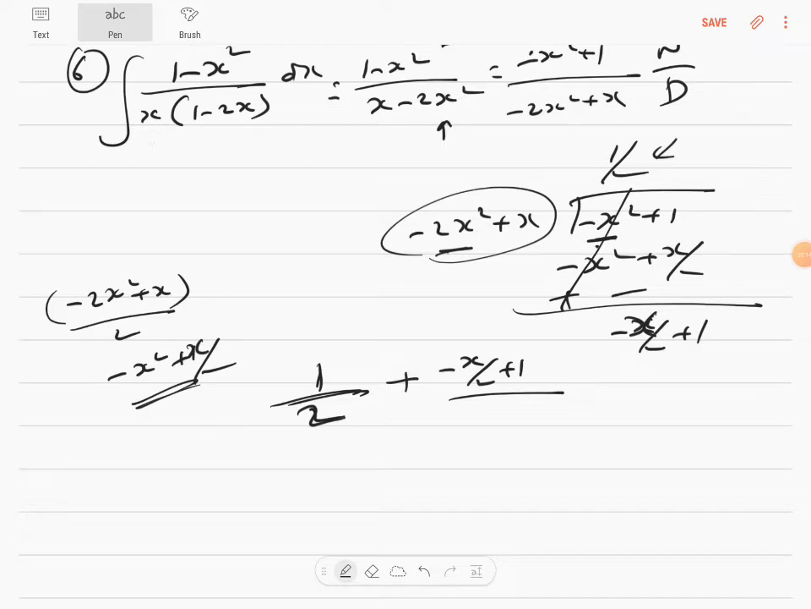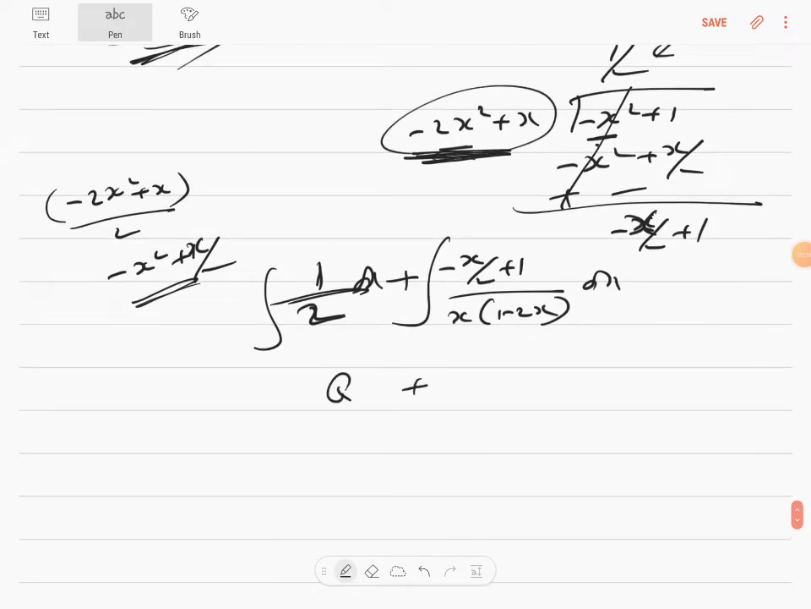The divisor is this divisor, so it is x into (1 minus 2x), and you can write it like that with a dx here and a dx here. The quotient plus remainder by divisor format is what you need to follow whenever the numerator and denominator have the same powers, or the numerator has a greater power than the denominator. You have to continue like that.